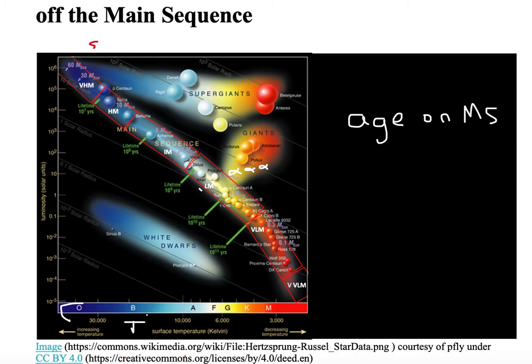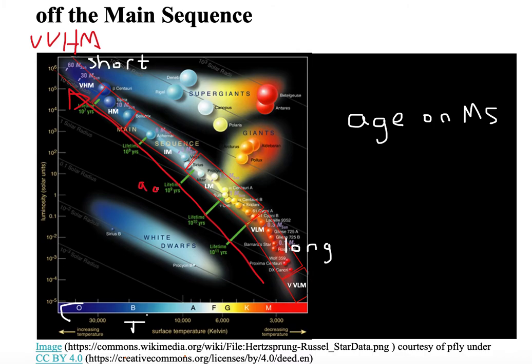Down at the bottom end, you have ages that are going to be old or long, whereas in the upper left, you're going to have very short. So age goes along the main sequence from the bottom right corner up to the upper left corner. So we can draw a line along the main sequence and just put age here.